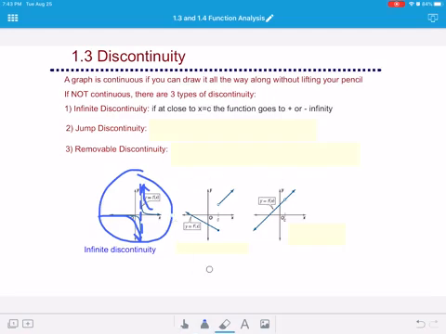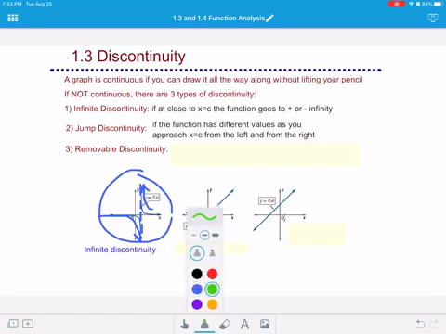Our next type is a jump discontinuity, and I think it's fairly obvious when you look at these pictures down here which of these has a jump in it. This is a simplified definition; you work with something a little bit more complicated when you get to calculus. A function has a jump discontinuity if the function has different values as you approach a particular x value from the left and from the right. Let's look at this function here.